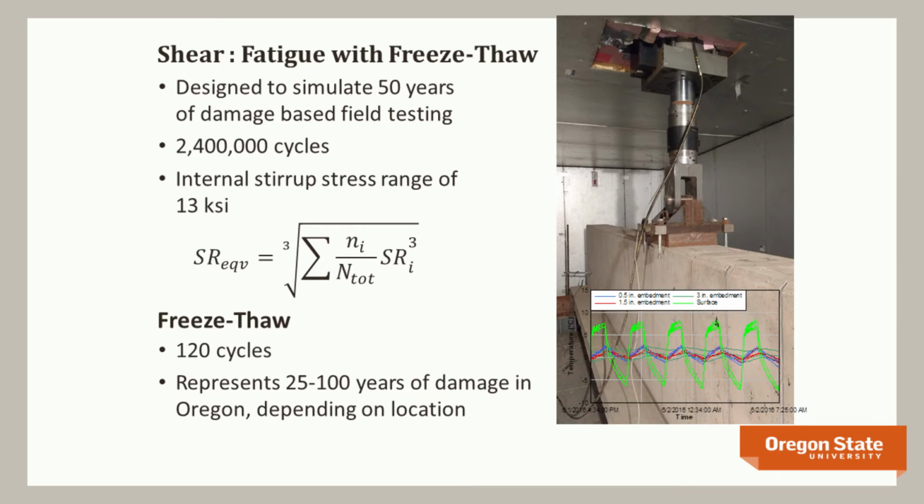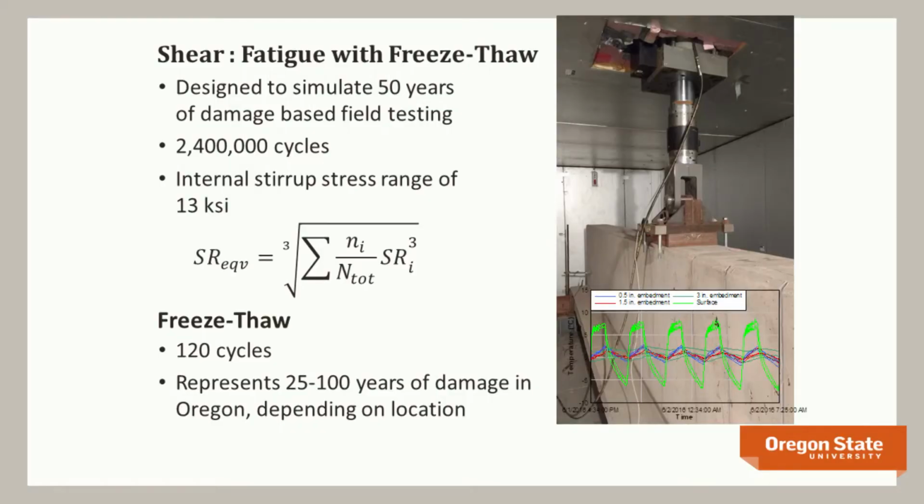The magnitude of the loads that we're applying are based on field tests we've done where we've measured the stress ranges in existing bridges in the stirrups. And we essentially are using Miner's rule to scale it up with about 2.4 million cycles with a stirrup stress range of about 13 ksi. And we can make the argument that that represents about 50 years of service life.